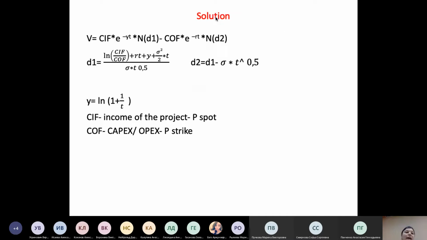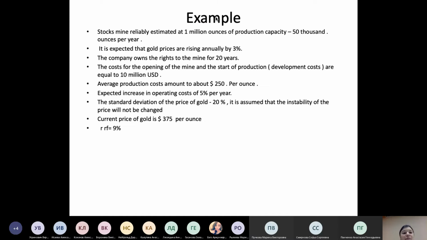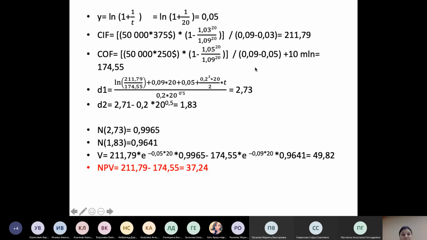As for our cash inflows, on the one hand, our production cost. Let's start on this one. Our current price of gold is $375 per ounce, and we can expect that gold prices are rising annually by 3%.